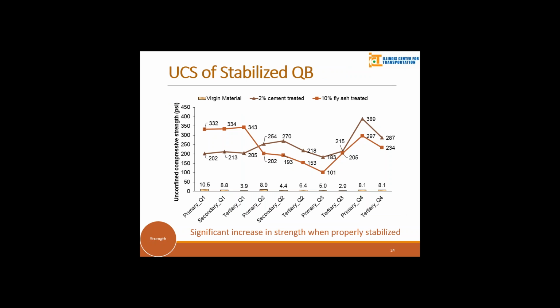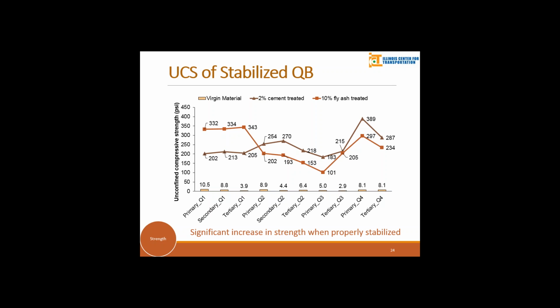This is the result of the stabilized quarry byproducts. These small bars at the bottom are the untreated QB strength. You can see they are all less than 11 psi and very low. And with the stabilization, all the QB strengths are increased to at least 100 psi. This is very good because we find a significant increase in the strength if we properly stabilize these materials.